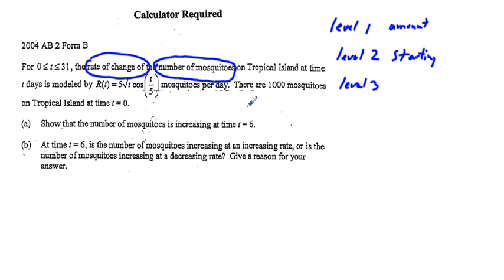To find if the number of mosquitoes is increasing, all we need to do is plug the time 6 into this function, where we have t in the cosine and t in the square root of t. If this value, when we plug in 6, is positive, then we've shown that the number of mosquitoes is increasing.